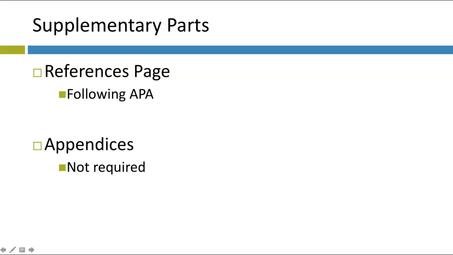In terms of the supplementary components of the report, you will of course include a references page, and we know that it will follow APA format. Some reports also include appendices, which are additional sources of information that the reader can be referred to, but this is unlikely to be necessary for your team's report.